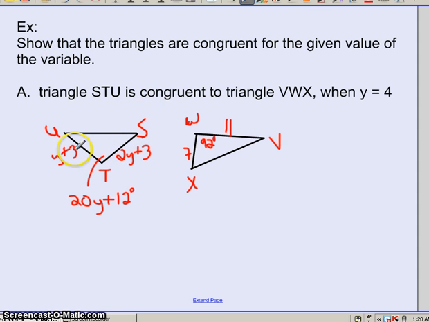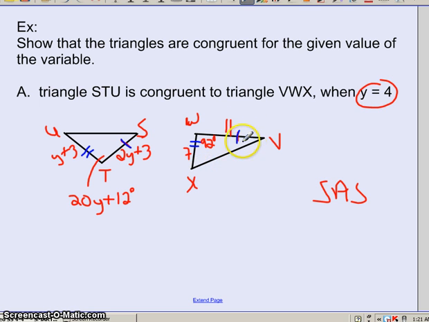Alright, show that the triangles are congruent for the given value of the variable. Let's see, looks like we're dealing with a little side angle side here, because we're given two sides and the included angle. And it looks like on this we're given that y is supposed to equal 4. So let's mark a few things. ST would have to be congruent with VW by the statement there. So I'm going to mark those two. Maybe I'll change to a little different color so we can tell the markings a little bit better. There we go. TU is equal to WX, this one right here.